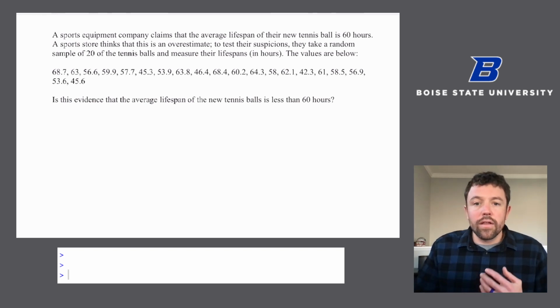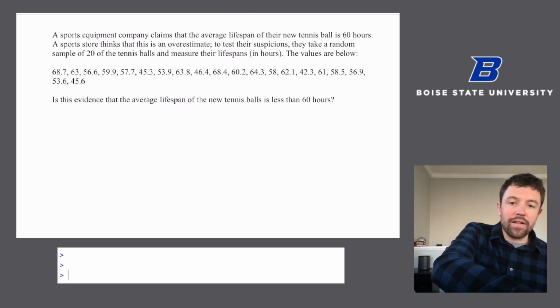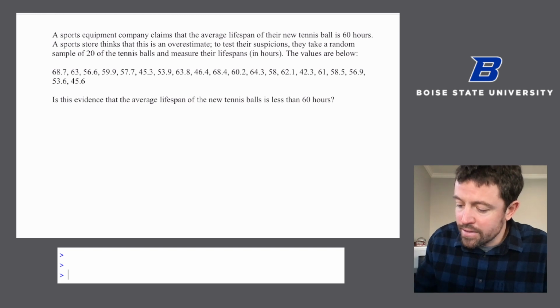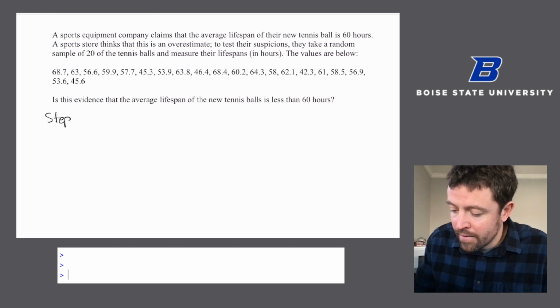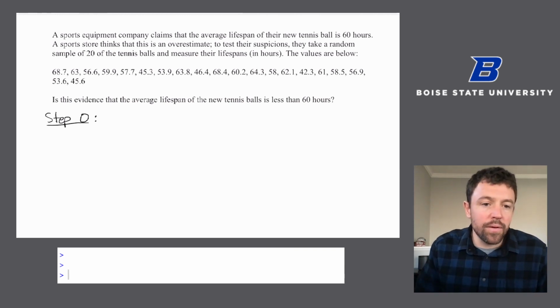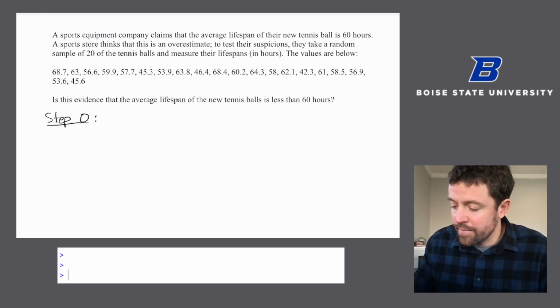So the first step I'm going to do here is maybe a bit weird in the context of this course, but I'll explain this all later. I always start with step 0. So step 0 is to figure out what procedure we should do. And this seems a bit weird because I already told you that we were doing a one sample t-test for a population mean, but I'll address this later.